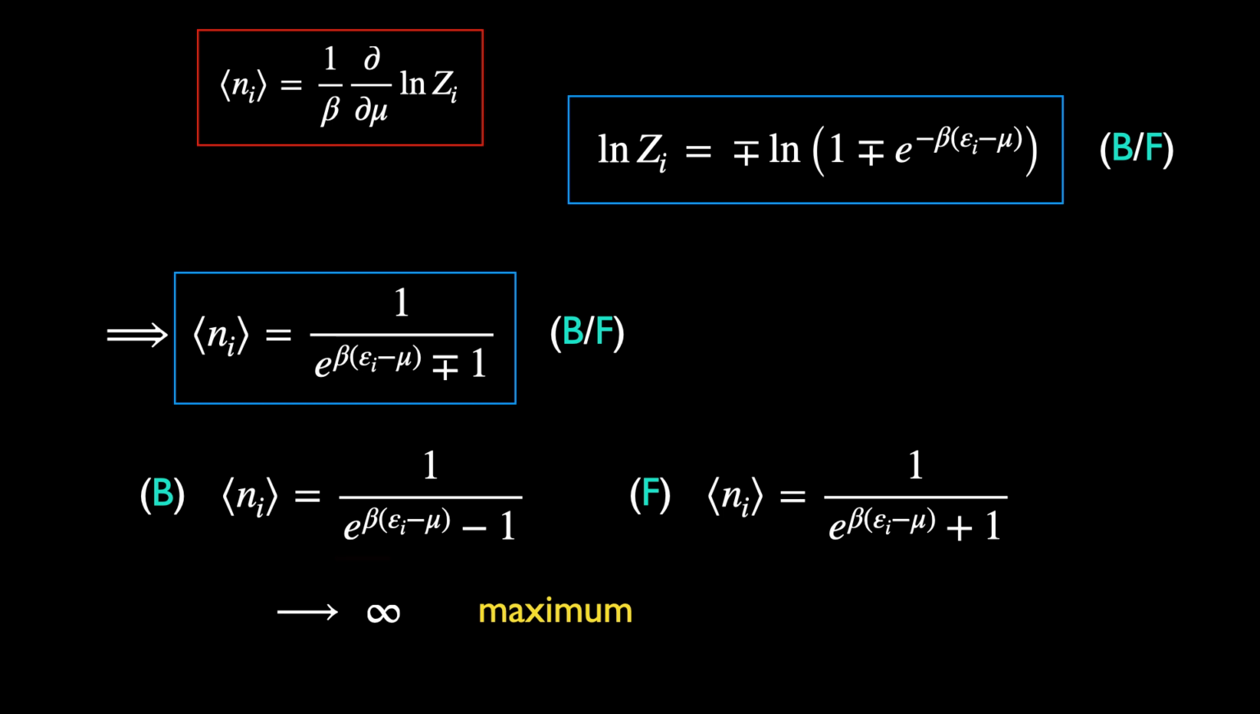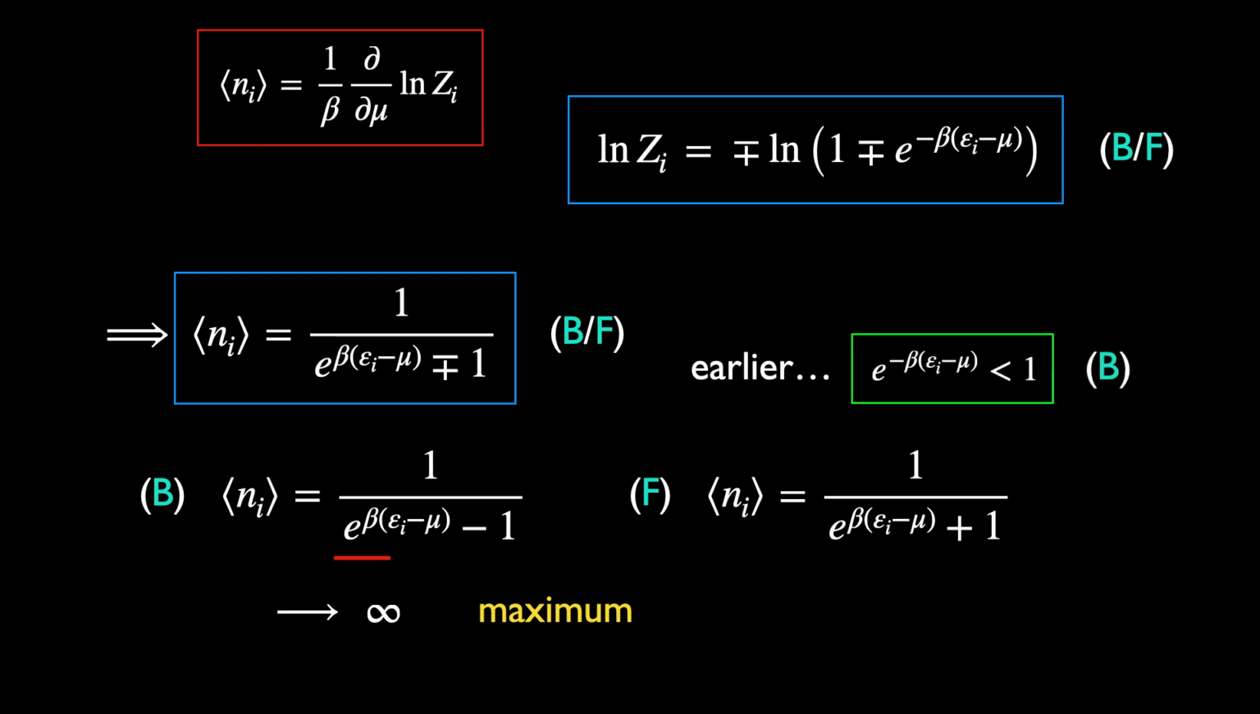Note that this exponential in the denominator must be greater than 1, since the average particle number can only be non-negative. This is consistent with our earlier condition required for the convergence of the partition function for bosons. For fermions, no such condition is necessary. The maximum average number of fermions in a state can only reach 1, as the exponential term is minimized at 0. This is consistent with the Pauli exclusion principle. So far, so good.